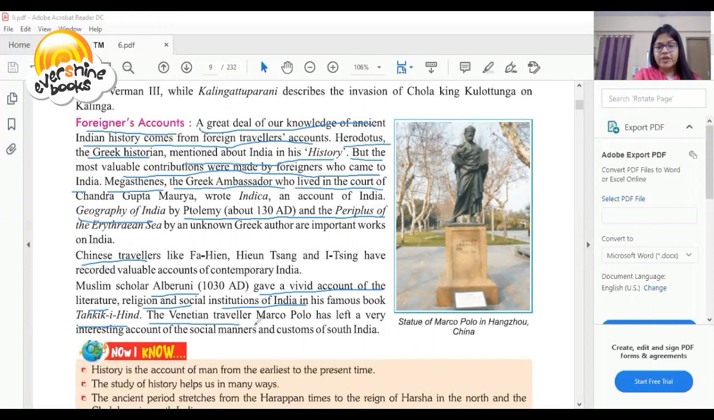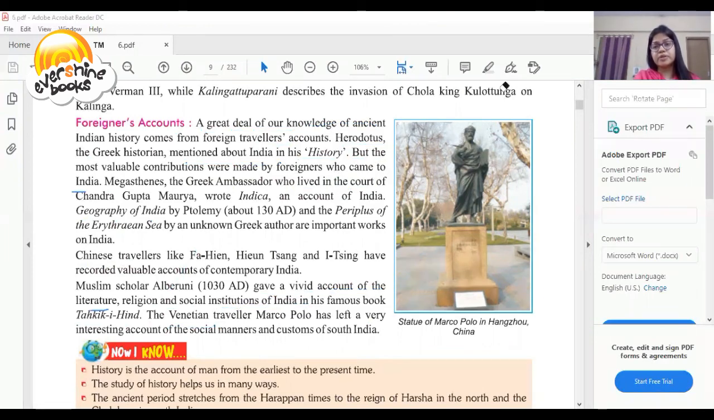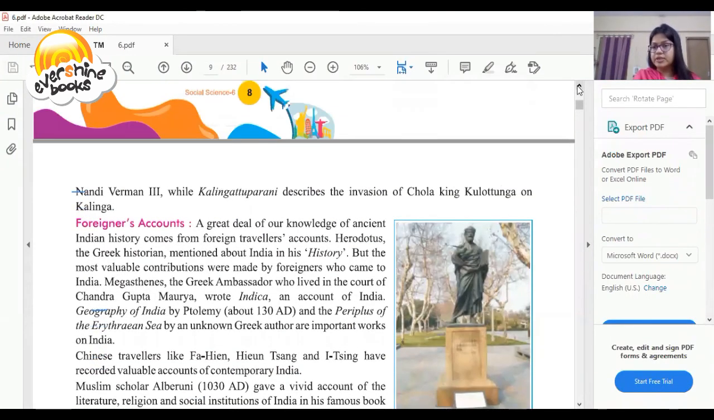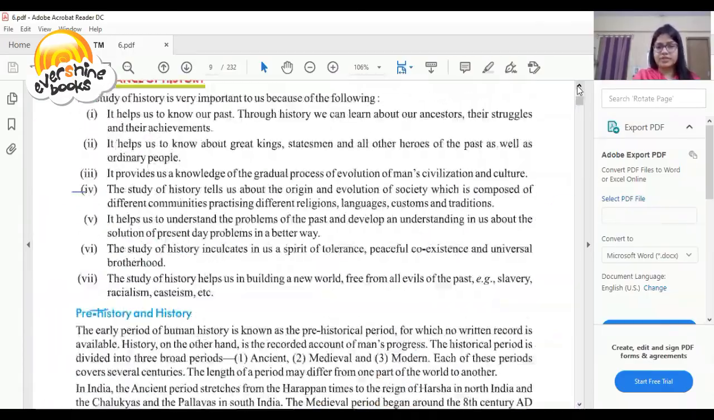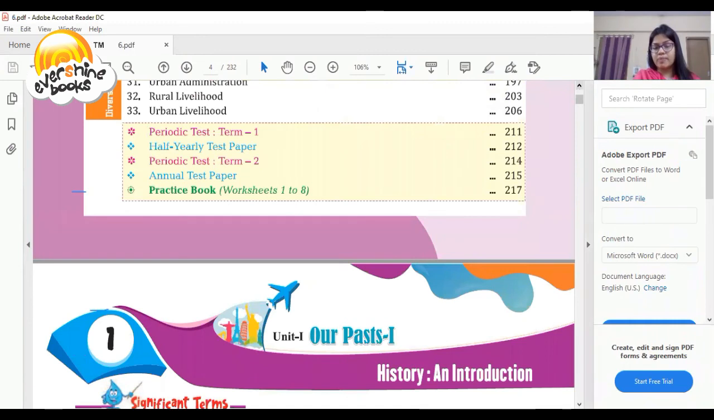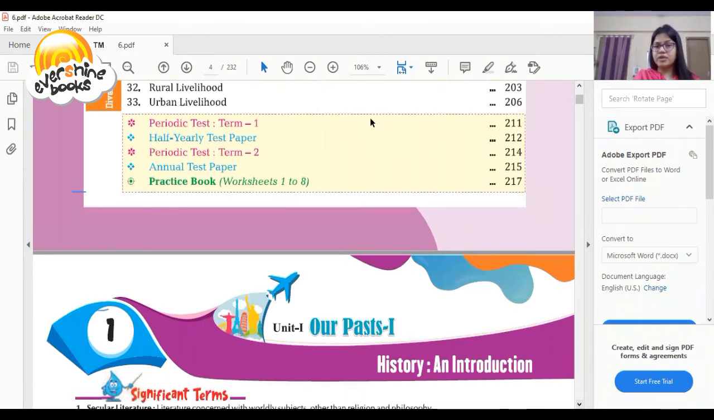The Venetian traveler Marco Polo has left a very interesting account of social manners and customs of South India. So, dear student, this is all about foreigners' accounts. This is a very important chapter. We will study the second chapter of social science in our next class. Thank you. This is all about history and introduction.